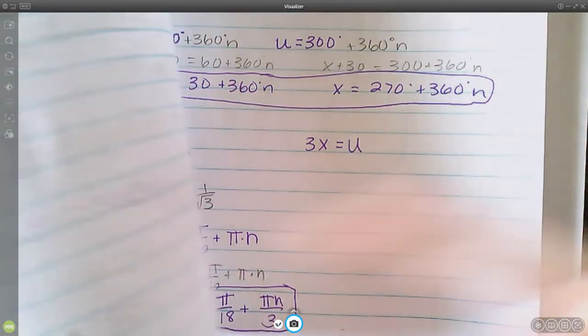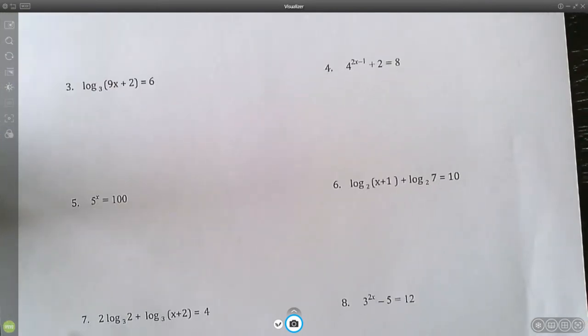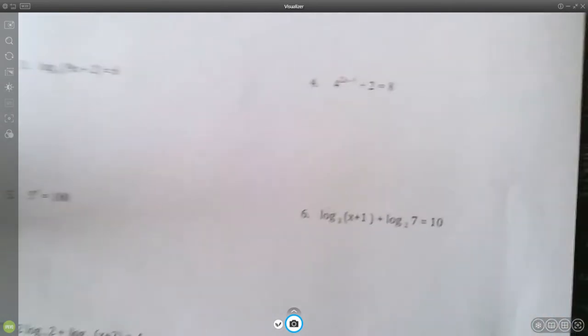Okay, then I wanted to do a few problems from my homework. So let's just pick, we'll do like 3 of them or so. Okay, so we'll do number 4 first.